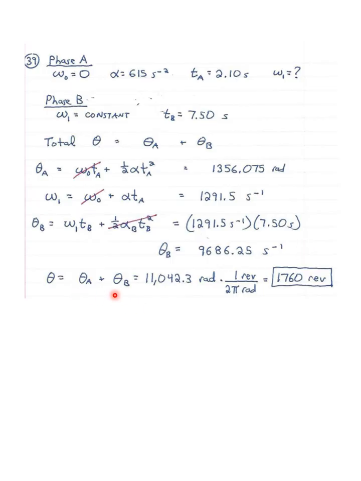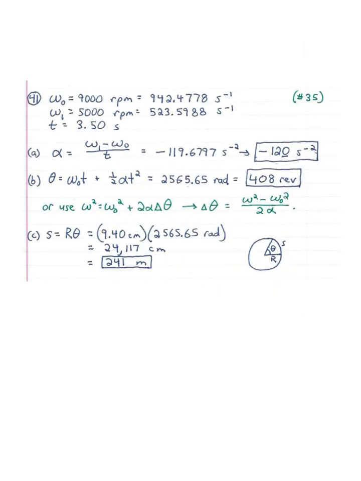Let's add them together. We get 11,042.3 radians. What did the question ask? Through how many total revolutions has the drill turned? So we'll divide by 2 pi to get the number of revolutions. So we get 1760 revolutions.